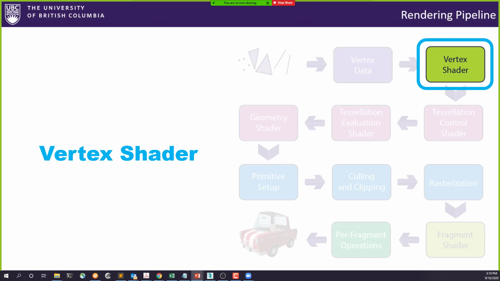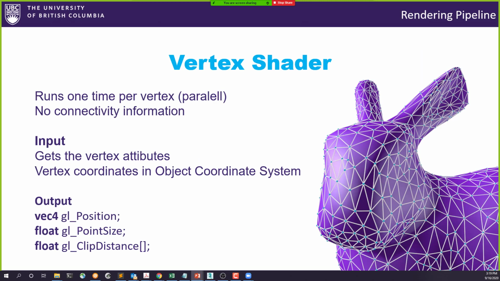And because it's parallel, something that is also super important is that it doesn't know the mesh connectivity. So what do I mean by mesh connectivity? Imagine this bunny here. This bunny is a polygonal mesh, right? It's formed by triangles, and these triangles have certain connectivity. What I mean by connectivity is that this triangle, for example, has a certain number of neighbors, right?